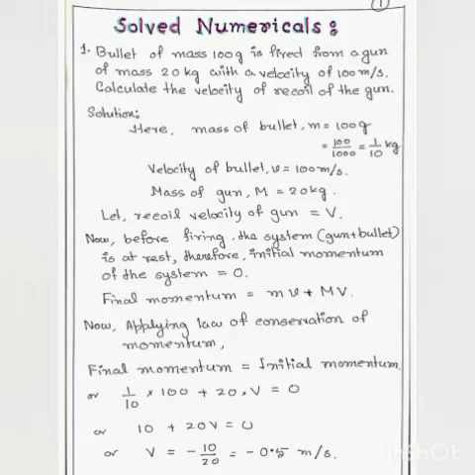Just substitute all the values of small m, small v and capital M. So V we will get as minus 0.5 meter per second, and we know this negative sign indicates that it is opposite to the direction of motion of the bullet.